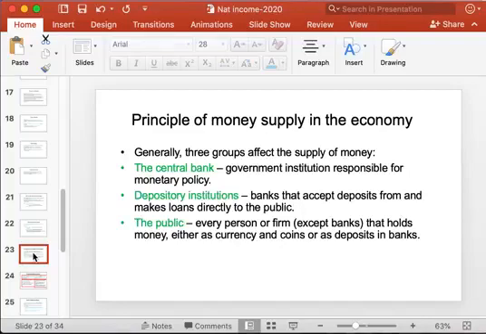Now to move on and talk about the principle of money supply in the economy. Generally, there are three groups that affect the supply of money in the economy. First, the central bank. The central bank is the government institution responsible for monetary policy. In the case of Bhutan, it is RMA, the Royal Monetary Authority of Bhutan.